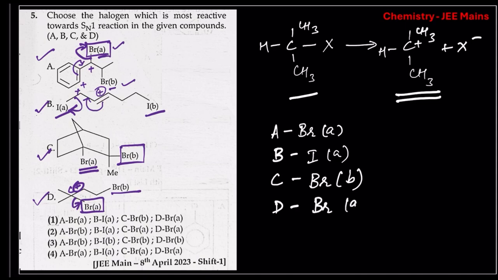So bromine A. So correct option out of 1, 2, 3 and 4 is option 1. For A, bromine marked as A. For B, iodine marked as A. For C, bromine marked as B. And for D, bromine marked as A.